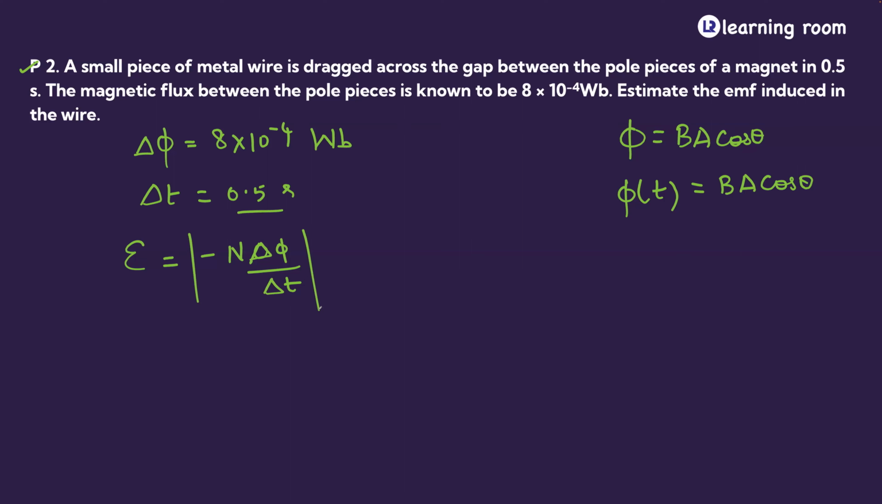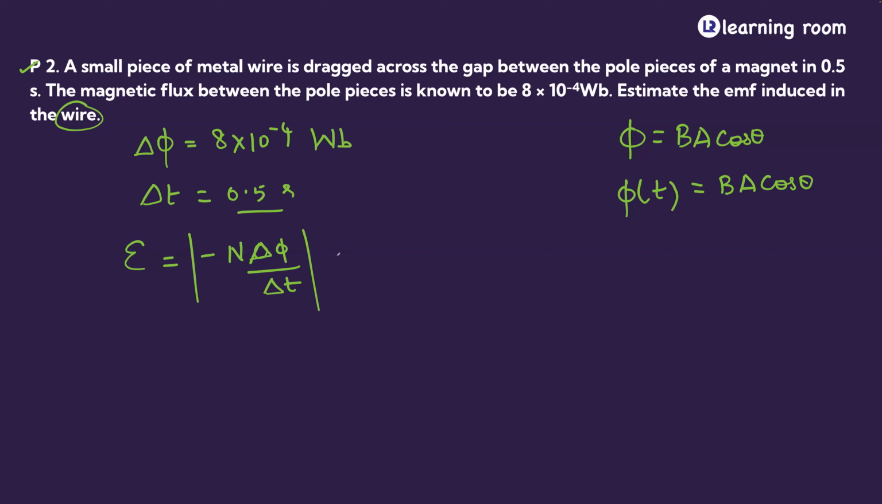But the question is slightly ambiguous. They didn't tell whether the metal wire is actually a closed one or an open one. I'm assuming that everything is closed here. If it is a closed one, then this is valid. If it is an open one, the EMF generated will be zero, because for an open wire, there is no flux that is defined. So I'm assuming it is closed, because here also they use the word only wire. They didn't use the word coil. So I'm assuming that it is closed.